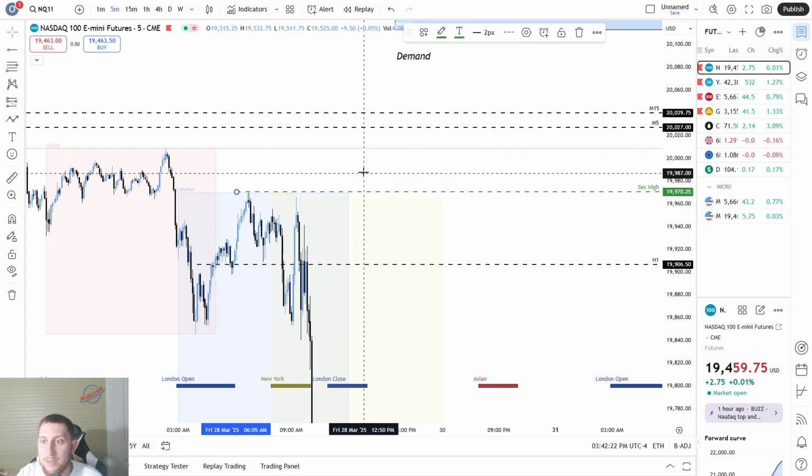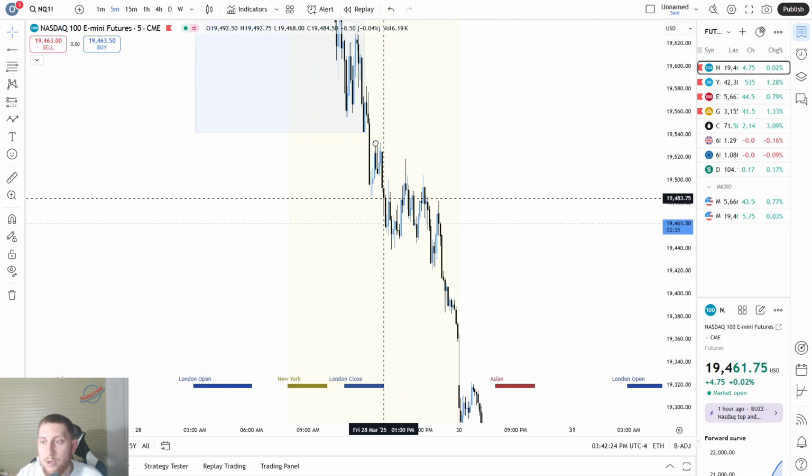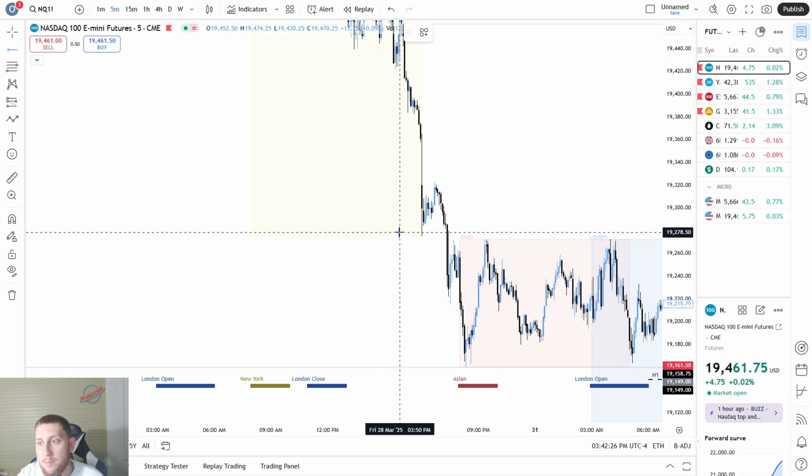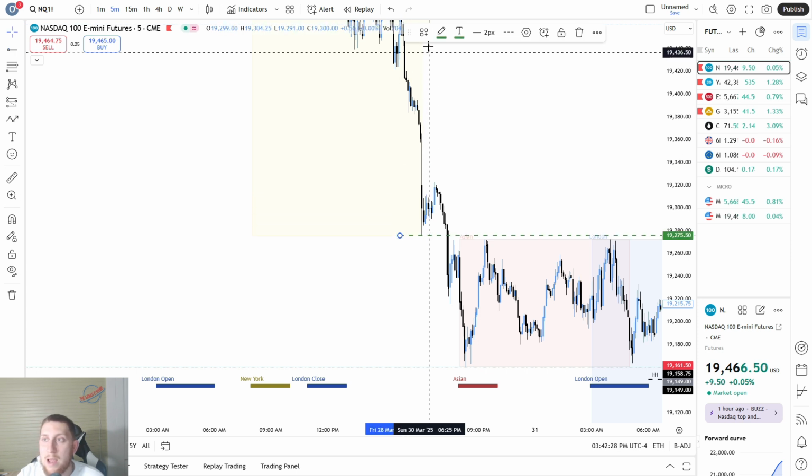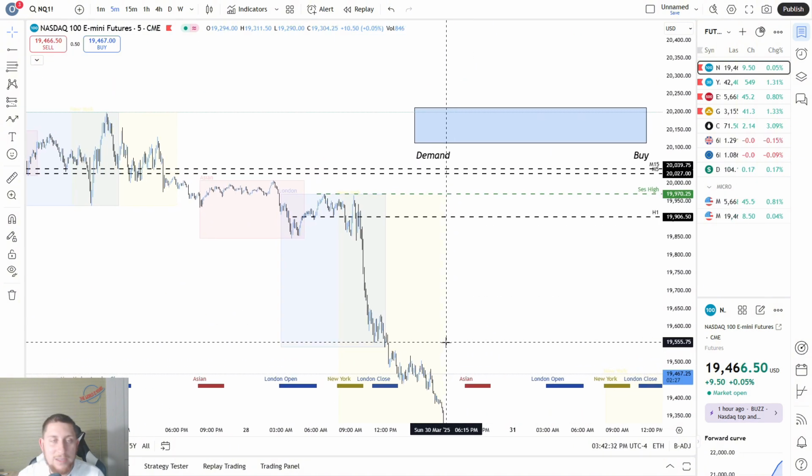You go here, you put session high, and then you can go all the way down here and you can put session low. Now with this, what you're going to want to do is mark out the highest point and lowest point between London and New York session. It's as simple as that. You don't even need to mark anything in Asian session. It's just the highest and lowest point of London and New York session.